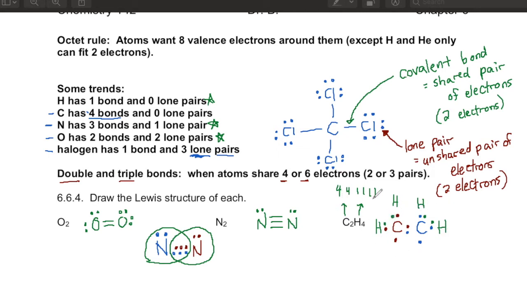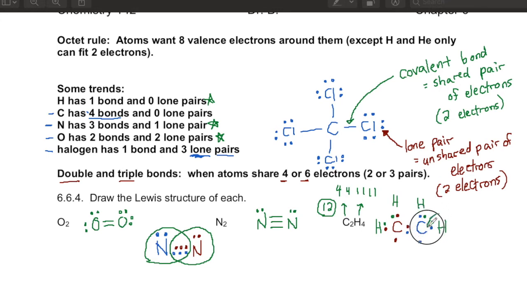One easier way to maybe keep track of the dots is to just count at the beginning how many dots you are going to have so that you can make sure you don't lose any. And there should be 4 plus 4 for the carbons, and then 1 plus 1 plus 1 plus 1 for the hydrogens, and so we should have 12 altogether. 2, 4, 6, 8, 10, 11, 12. So right now we have 12. We'll just keep an eye on that.